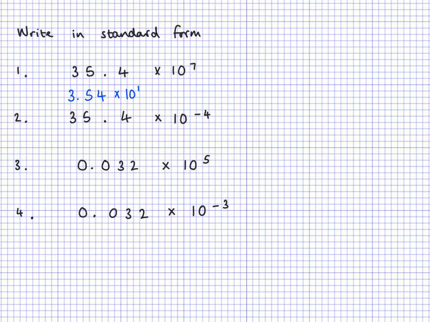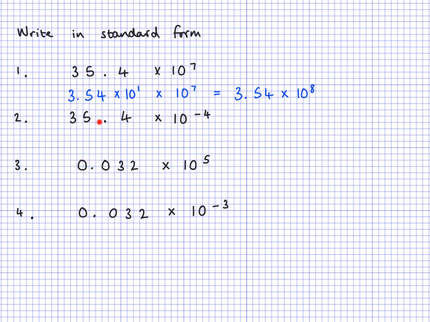Now, times 10 to the power of 7, I didn't deal with that, so I need to write that here. And now what I can do is I can see that 3.54 can stay 3.54. Timesing by 10 to the power of 1, then timesing by 10 to the power of 7 is the same as timesing by 10 to the power of 8. So this is going to be 3.54 times 10 to the power of 8.